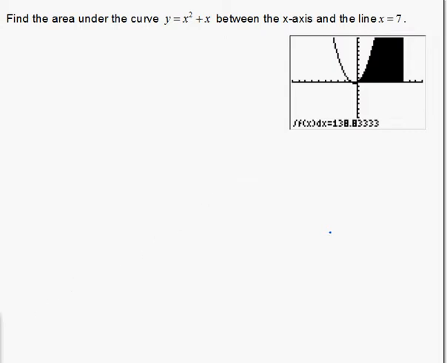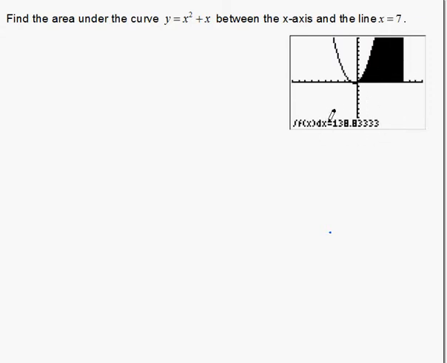In the following example, we're asked to find the area under the curve y equals x squared plus x between the x-axis and the line x equals 7. Here we have the graph of x squared plus x from our graphing calculator. As well, we've used the calculate function, so second function, trace, and choosing the integral of f of x dx option to integrate from 0 to 7, and we can see the area here.